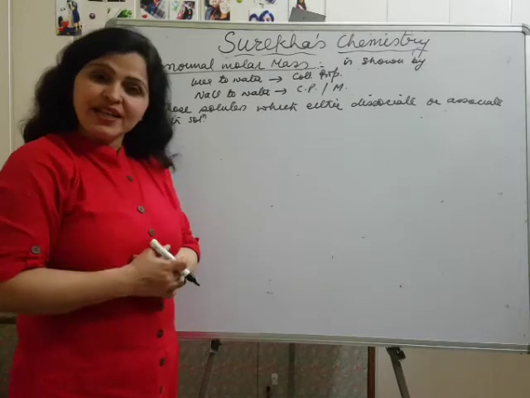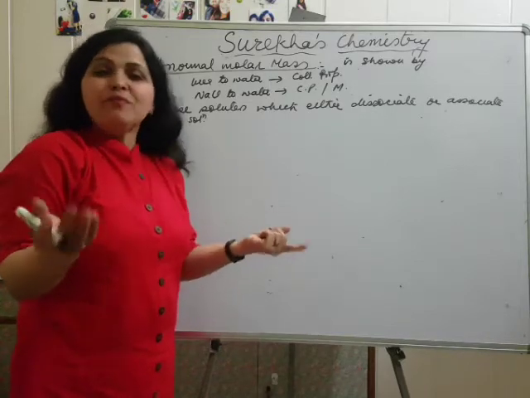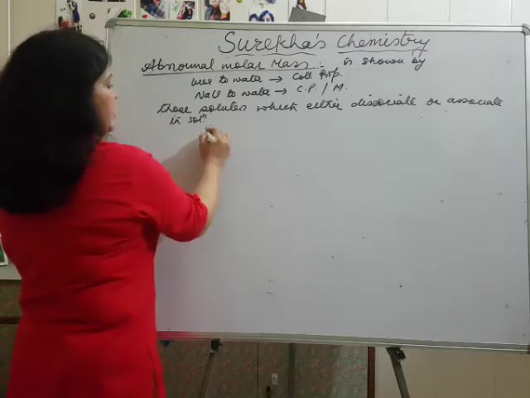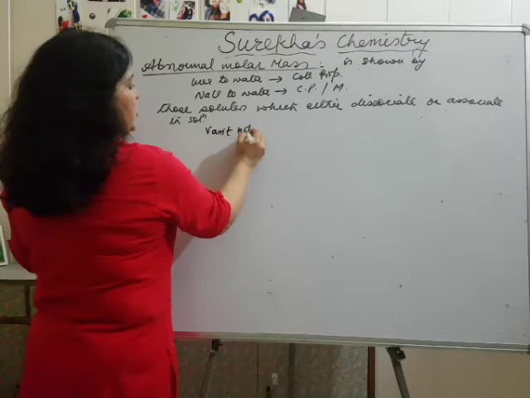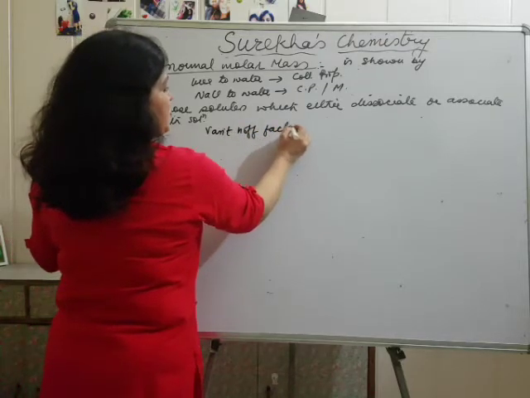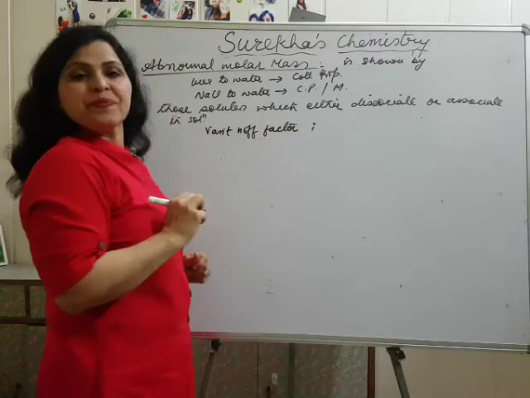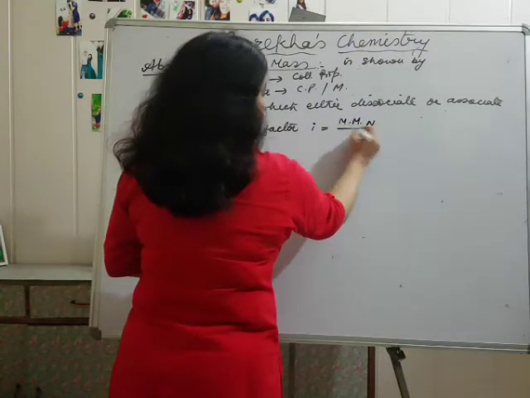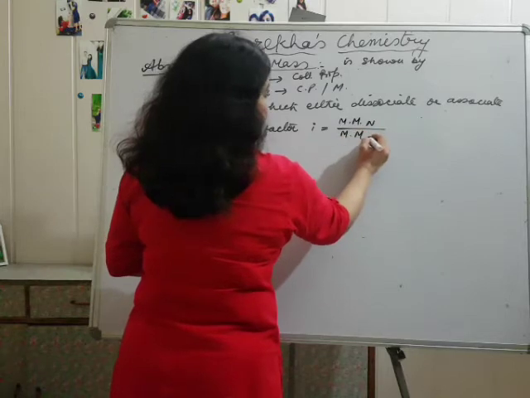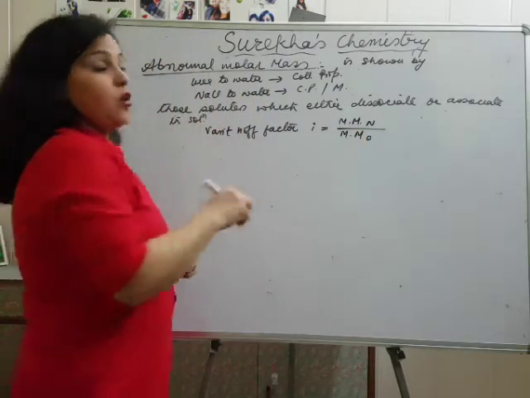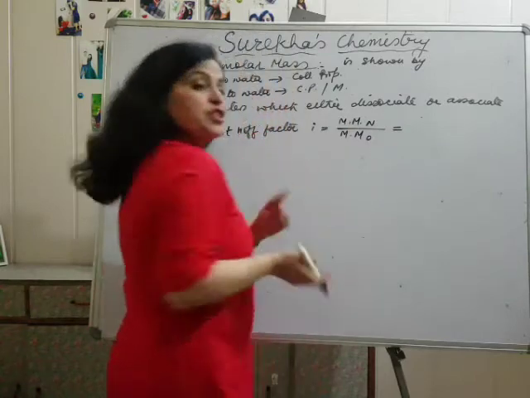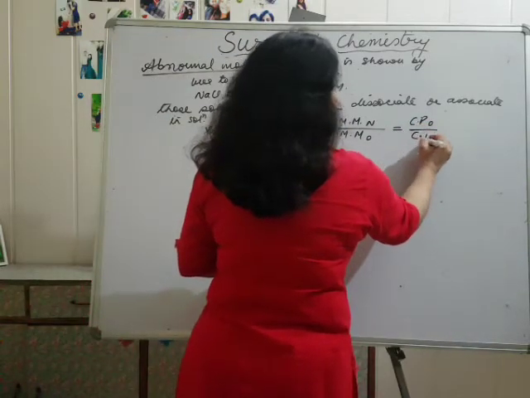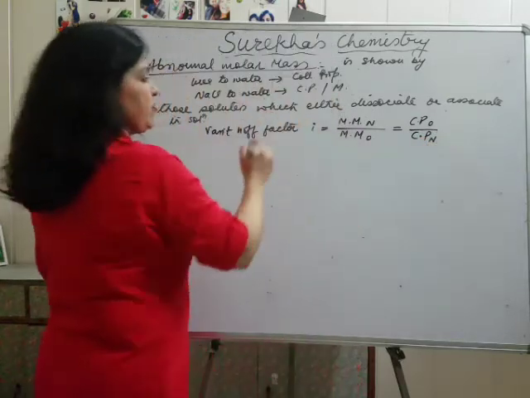No, we can calculate. Van 't Hoff says, I am here, so you can calculate. Who is this Van 't Hoff? Van 't Hoff factor is represented by i. What is this i? This is the molar mass normal divided by the molar mass observed. Or, since colligative property is just the reverse of molar mass, colligative property observed divided by colligative property normal. This is what we call i.